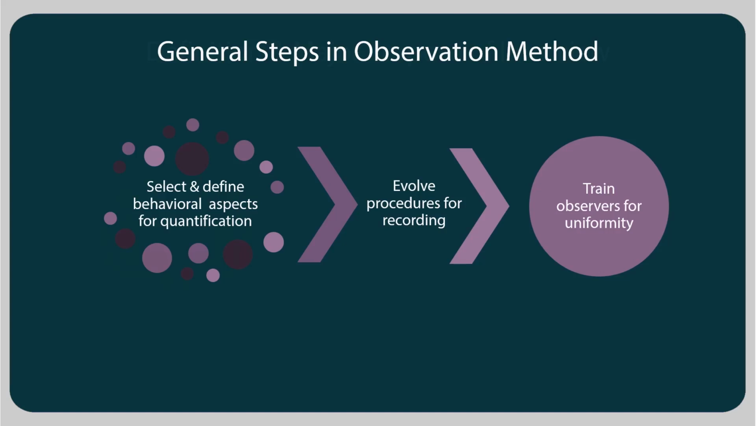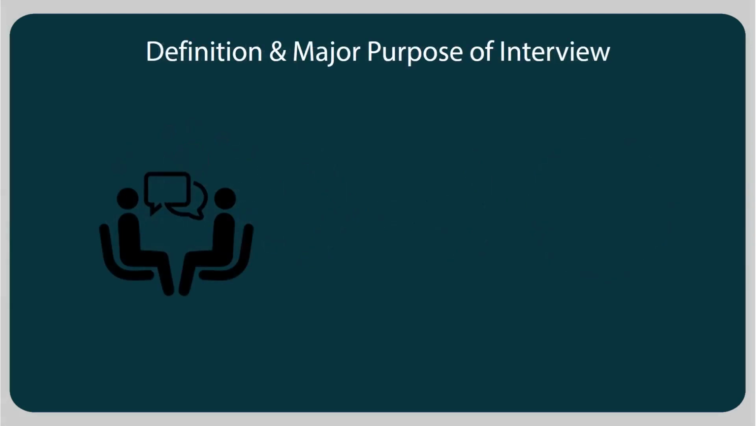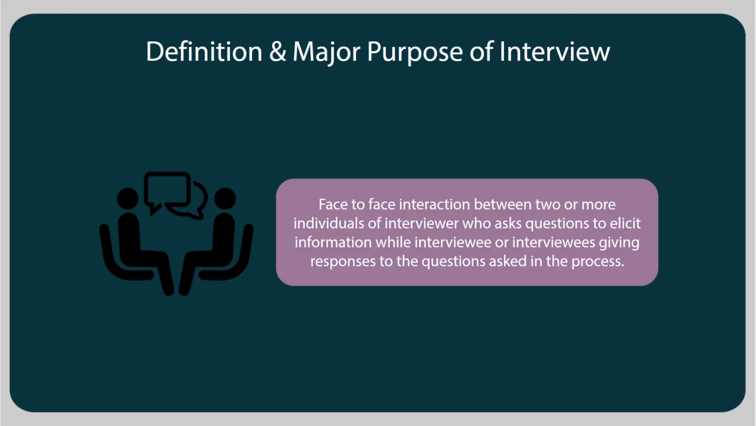From observation, we now move on to the second method called interview. Interview is a face-to-face interaction between two or more individuals, of whom one is called the interviewer, who asks questions to elicit information, while the rest is called the interviewee. Or suppose you have more than one individual for interview, they are called interviewees. They give responses to the questions asked in the process.